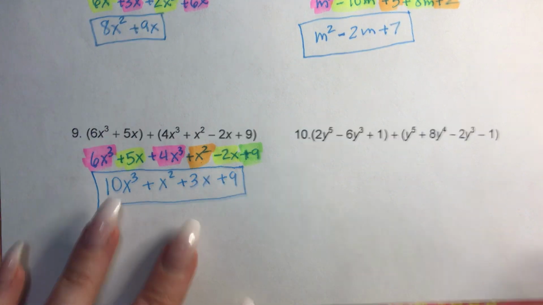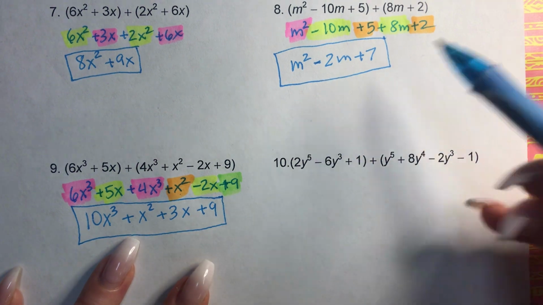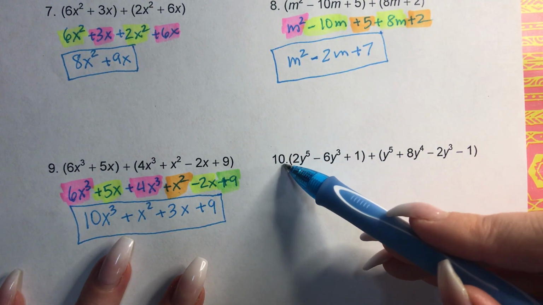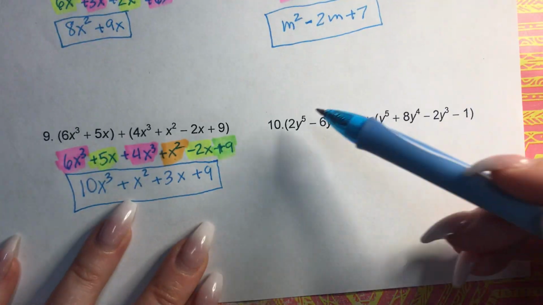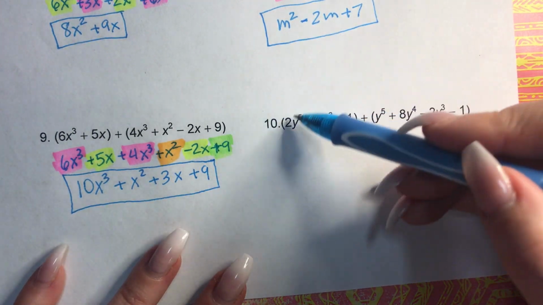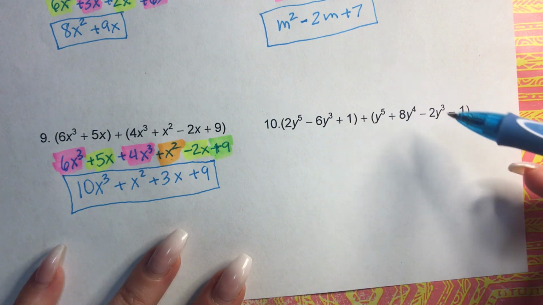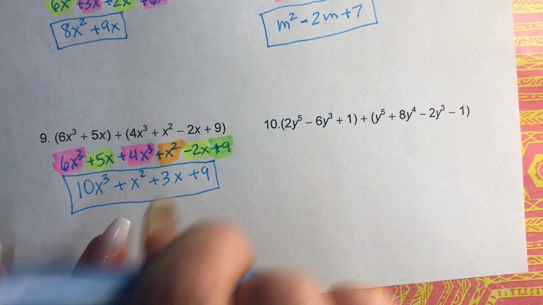Okay, on to the last one, number 10. It's a doozy. It's a big old problem, but we can do it. So these parentheses here, there's no number here. There's a 10 there, but that's just the problem number, right? 7, 8, 9, 10. So that isn't in the problem. It's just counting the problem. There's just a 1 there, so those parentheses aren't needed. And then we have a positive 1 here, which means these parentheses aren't needed. So I'm just going to rewrite the problem first.